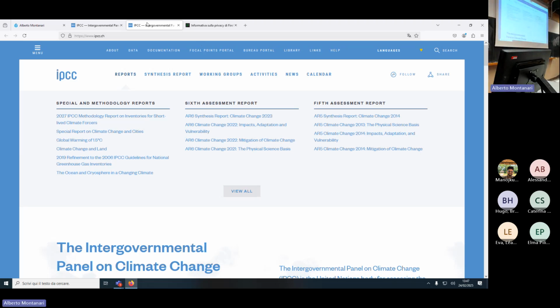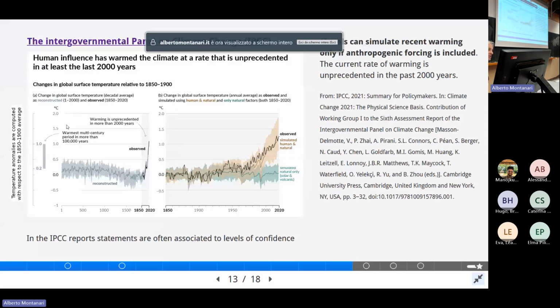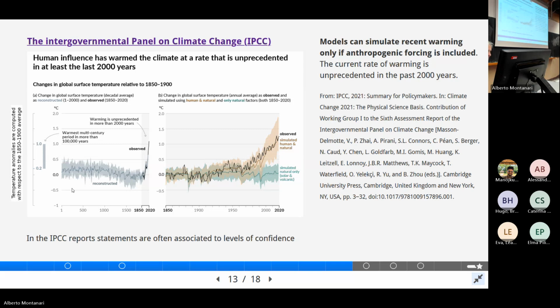Okay, let me close this and go back here. So here you see a graph of the global temperature, but we have already seen a similar graph. This is provided by the IPCC, taken from the 6th assessment report. It shows the change in global surface temperature and its reconstruction by climate models.